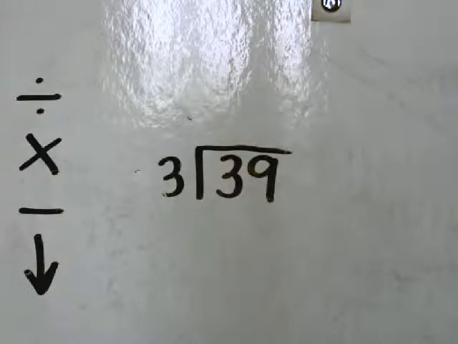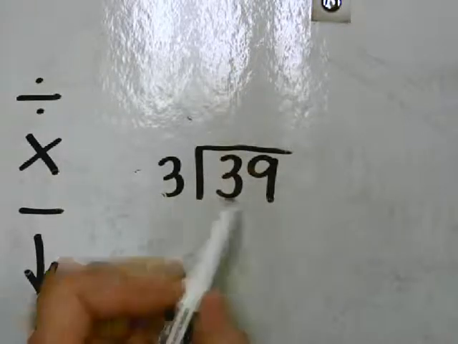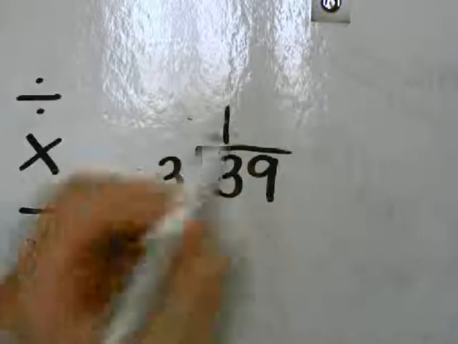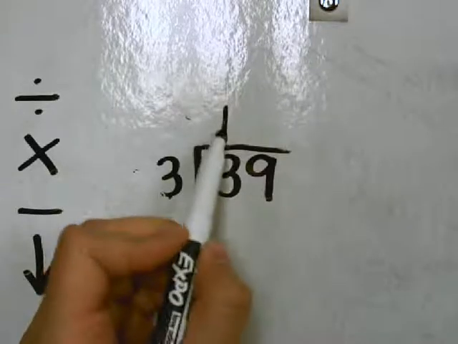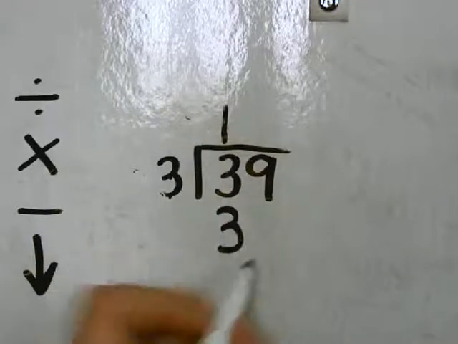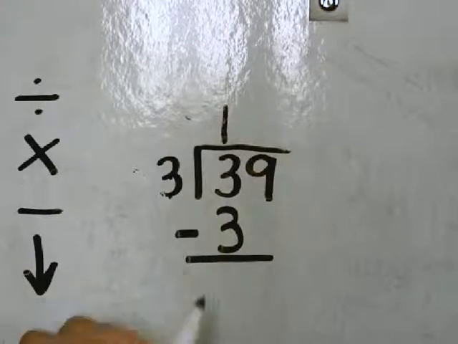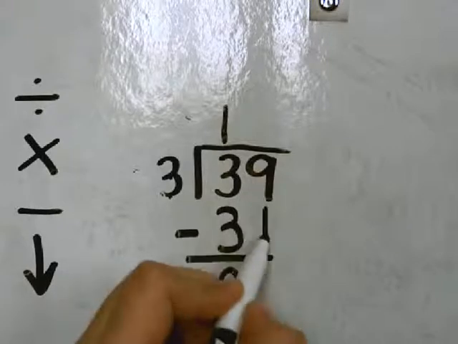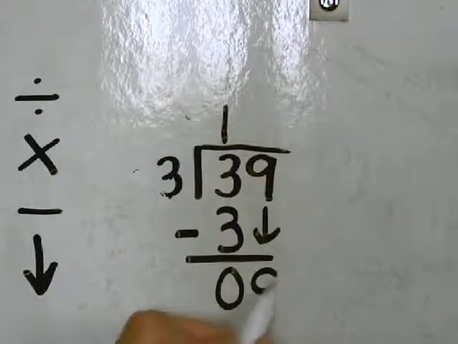So the first thing that we're going to do is divide this 3 by this 3, and that equals 1. So now that we divided, now we need to multiply. We're going to multiply the 1 by the 3, and we get 3. So now we need to subtract, and 3 minus 3 is 0. Now we need to bring down the next number, which is 9. And now we need to repeat, start all over again.